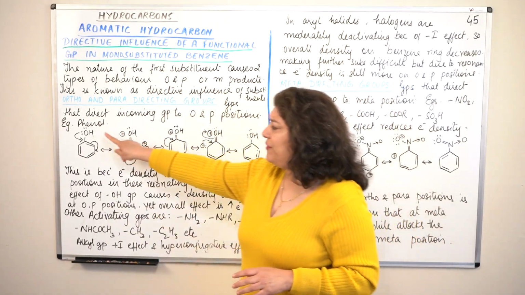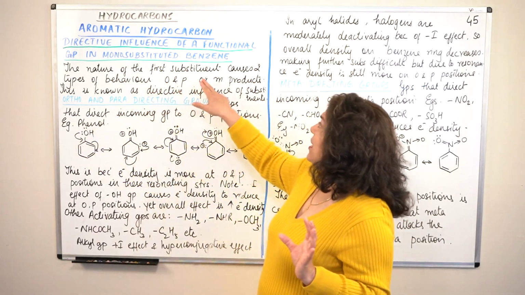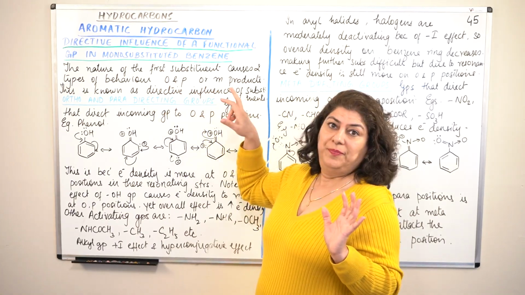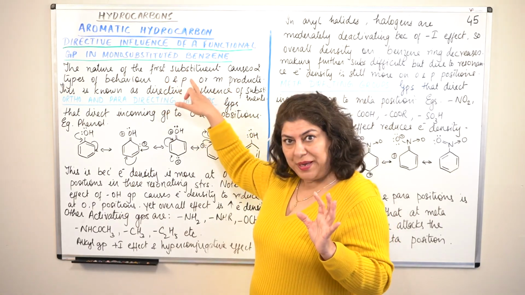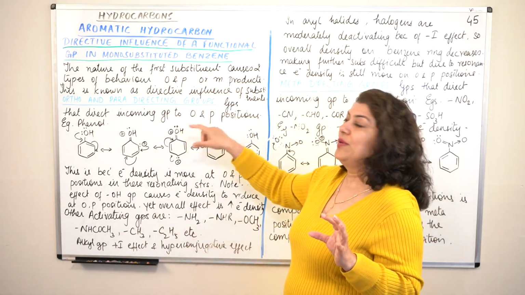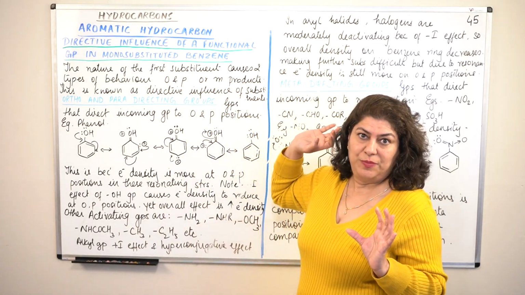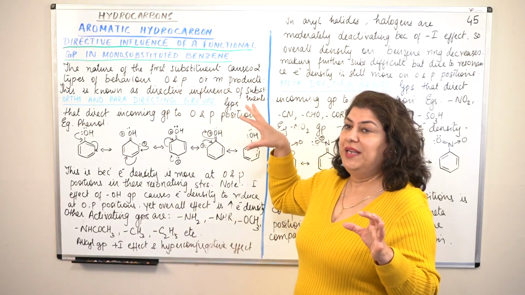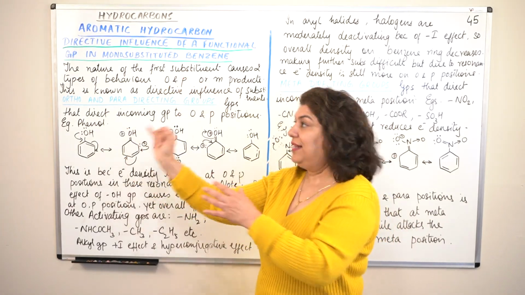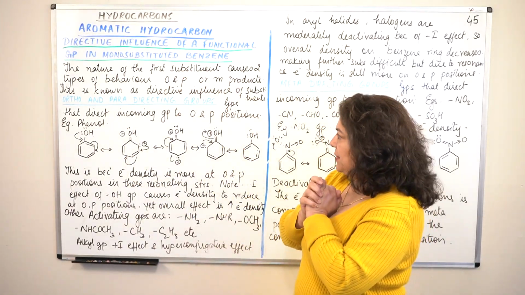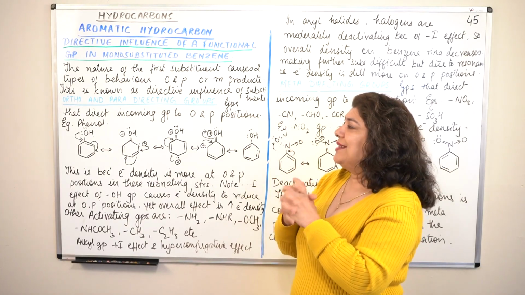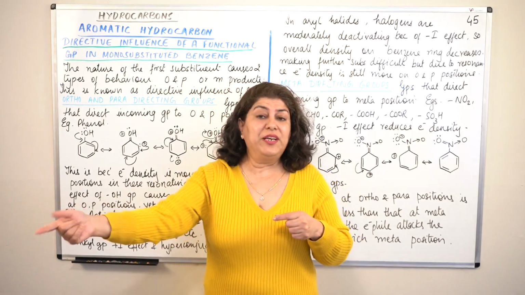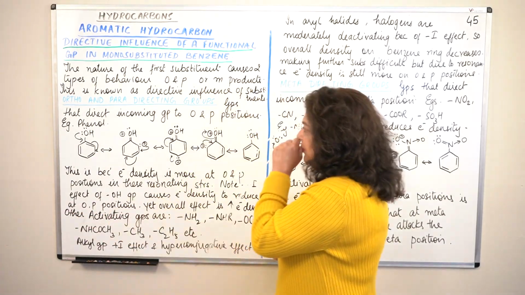So the nature of the first substituent causes two types of behavior: ortho and para directing, or meta. So you either get ortho and para products, or from the substituent you will get only the meta product. One of the two. It cannot be ortho, para and meta, all three. It will either be ortho and para, one category, and the second category is only meta. So this is known as the directive influence, the leadership role. He's giving direction to the incoming groups.